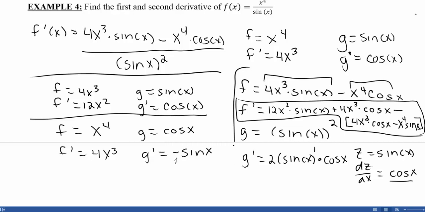So now we have all the pieces we need to plug in to get our final derivative. So let's plug everything in very, very carefully. So again, in the top, we're going to have f prime times g minus f times g prime. What I want you to notice about f prime is that I have a 4x cubed cosine x and a minus 4x cubed cosine x. So those are going to cancel.